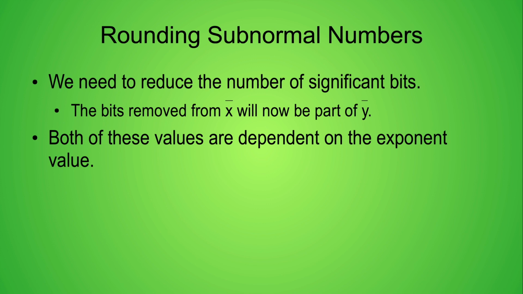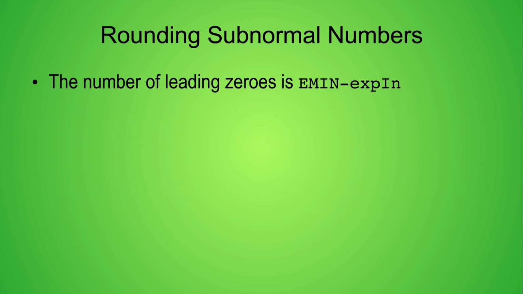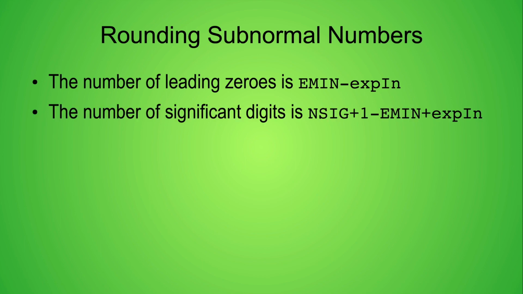How many leading bits we add and how many bits we take off of x bar is dependent on the exponent value. To start, I'm only going to look at subnormal numbers with exponents from -15 down to -24. The number of leading zeros we need to add is emin minus expn. The number of significant digits for the subnormal numbers is determined by nsig plus 1 minus emin plus expn. Remember, the expn value is the number's exponent before rounding.